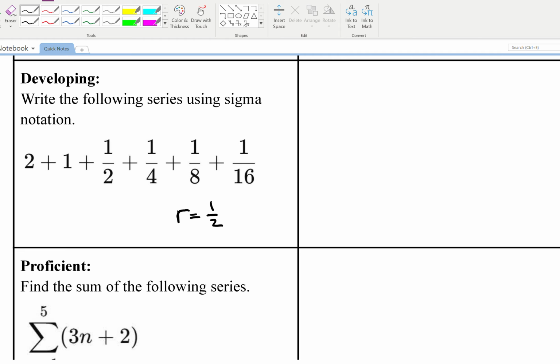And so if we're going to write this using sigma notation, our initial value, we're going to say k equals 1. And there are 1, 2, 3, 4, 5, 6 numbers. So we would put 6 in here. And then the equation that we would put in here is the first term, 2, times the common ratio, which is 1/2, raised to the power k minus 1. And that's how we do this.